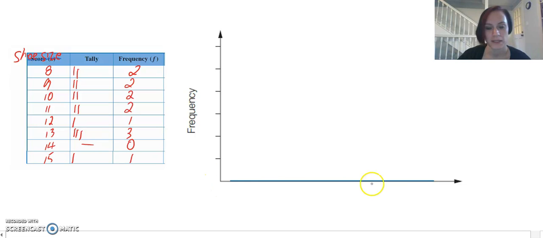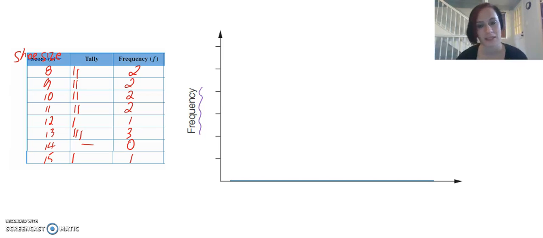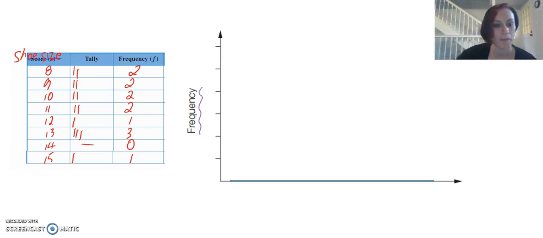Now, a frequency histogram pretty much just looks like a bar graph, but we've got a few small changes that we need to make. So frequency is always going to sit on the y-axis. That is always going to be there. It doesn't matter what kind of data we have on the x-axis running this way, it is always going to be a frequency histogram, and frequency is going to be what we're measuring.